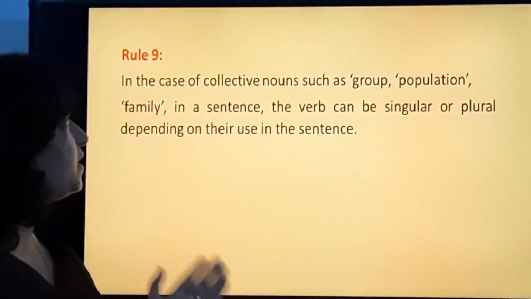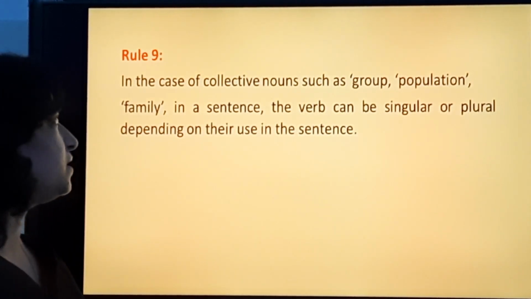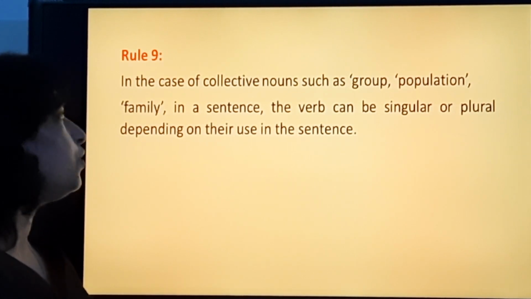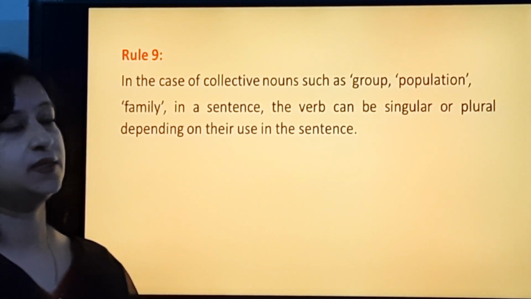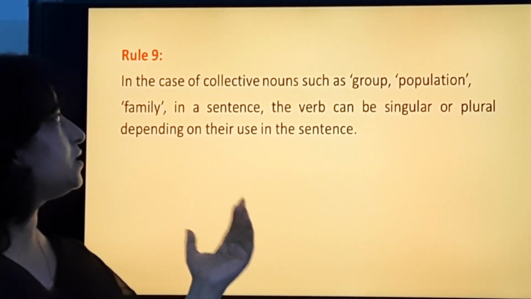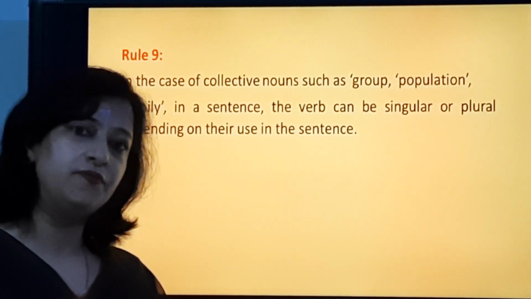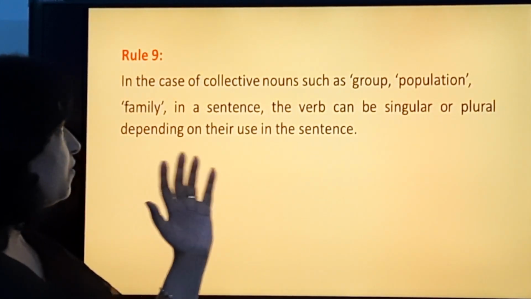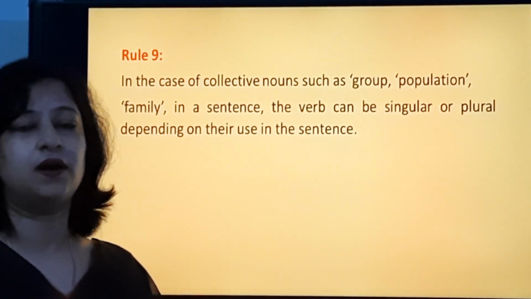In the case of collective nouns such as group, population, family in a sentence, the verb can be singular or plural depending on their use in a sentence. When such kind of words are used, collective nouns, I hope children, all of you know what the collective nouns are. So whenever we use the collective nouns, it depends upon the sentence how we use our verbs.